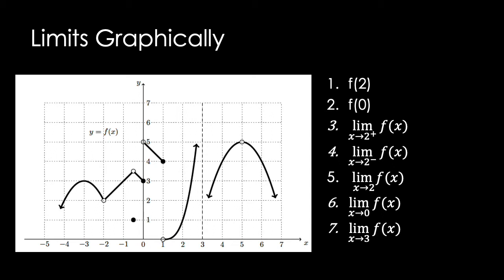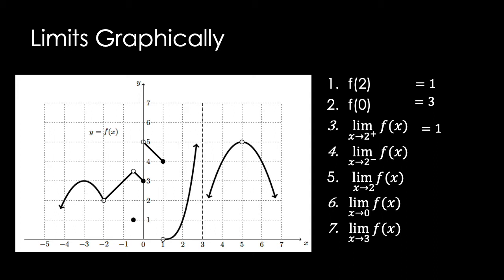So limits can be found graphically as well. So number one is not a limit, but an actual evaluation of an x value. So we're looking at f of 2. And we go straight to the x value of 2, and we look up and down to see if there's a closed dot. So going to the x value of 2, we see that there's a closed dot at 1, so we know that the answer for number 1 is 1. For number 2, we do the same thing. We go to the x value of 0, look up and down the x value to see if there's a closed dot, and there is a closed dot at y equals 3. There's an open dot at y equals 5, so we ignore that.